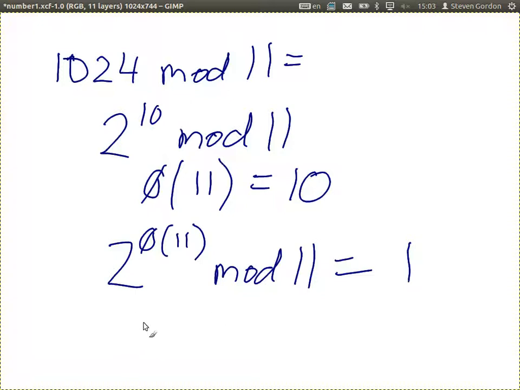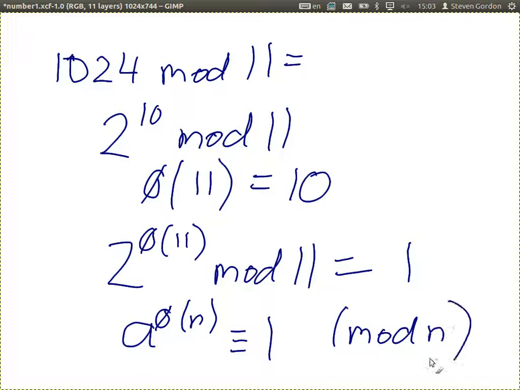As a reminder, Euler's theorem says a to the totient of n equals 1 when we mod by n, assuming a and n are relatively prime. You can use this to solve, as we've said, large problems, exponentials and modulus, when we have larger numbers.